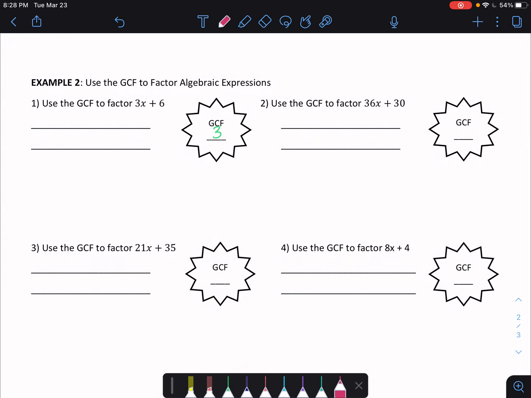So in my first set of work, I'm going to have a 3 that comes first in each one. Now I'm going to say what times 3 gets me 3x? Well, 3 times x gets me 3x. And then 3 times 2 gets me 6. Okay, same thing applies for this one. So the 3 goes on the outside of the parentheses, and then x plus 2 is inside the parentheses.